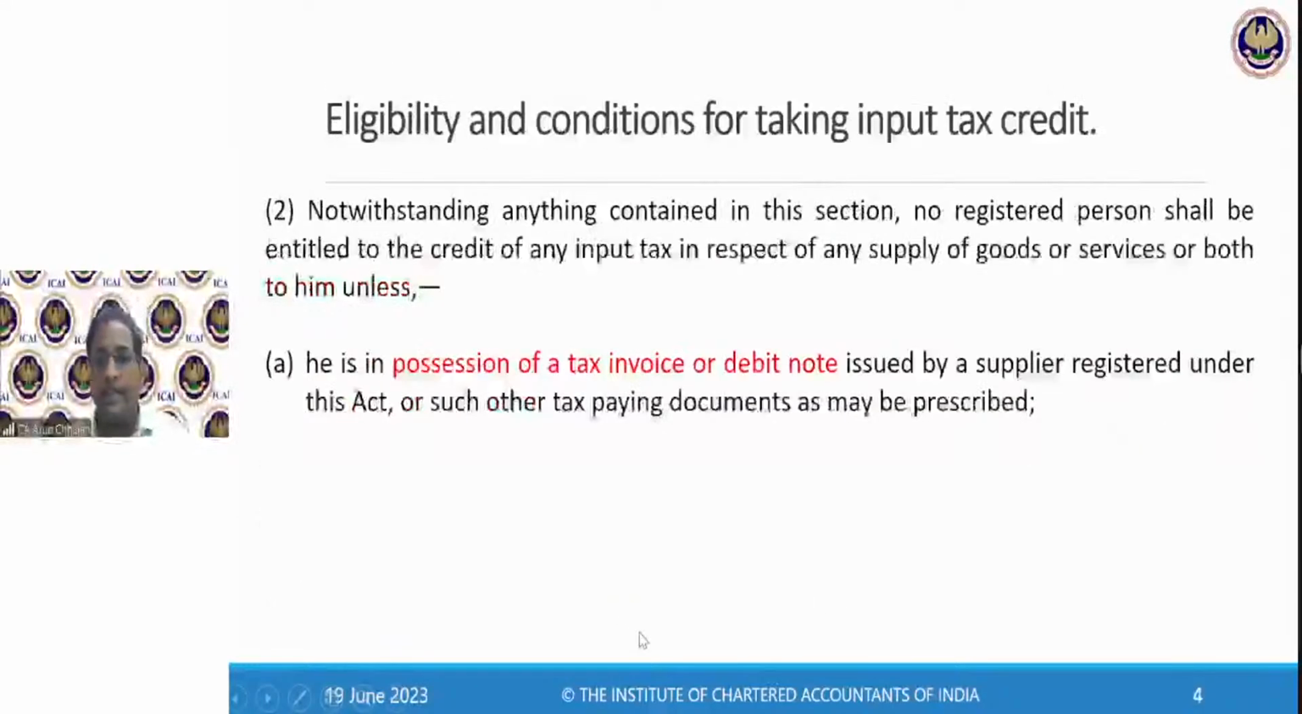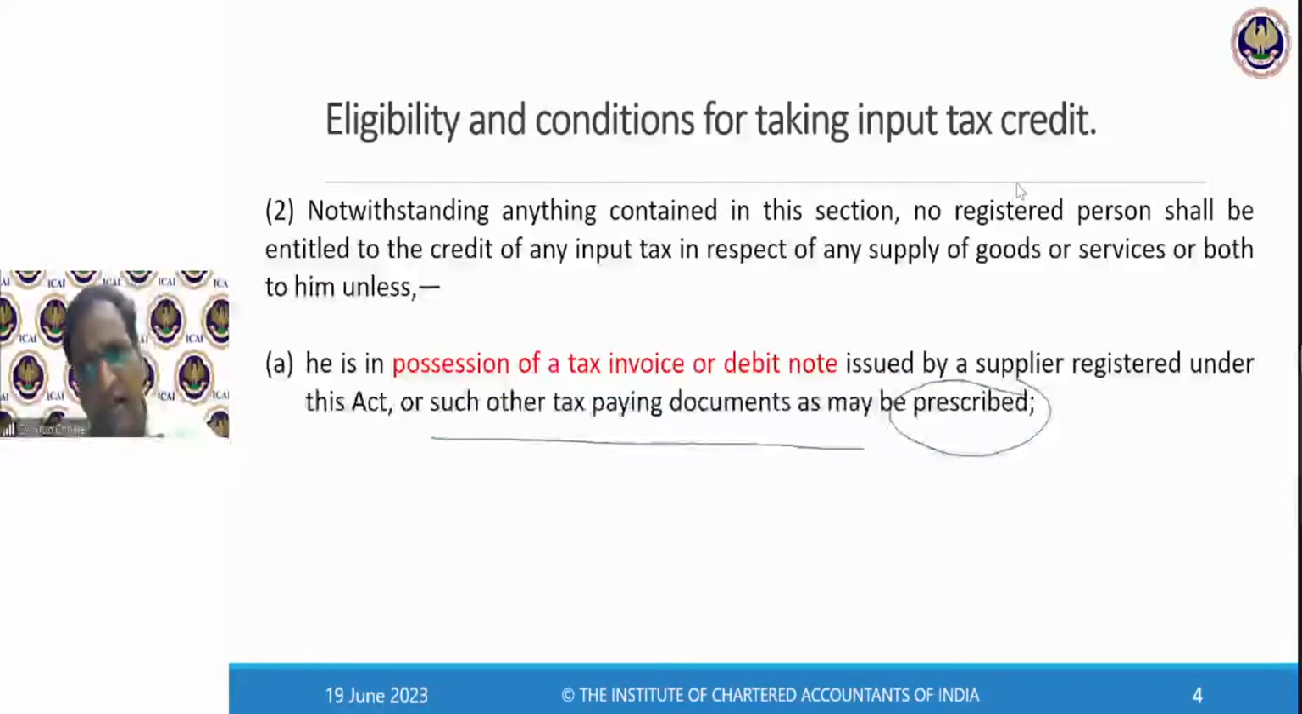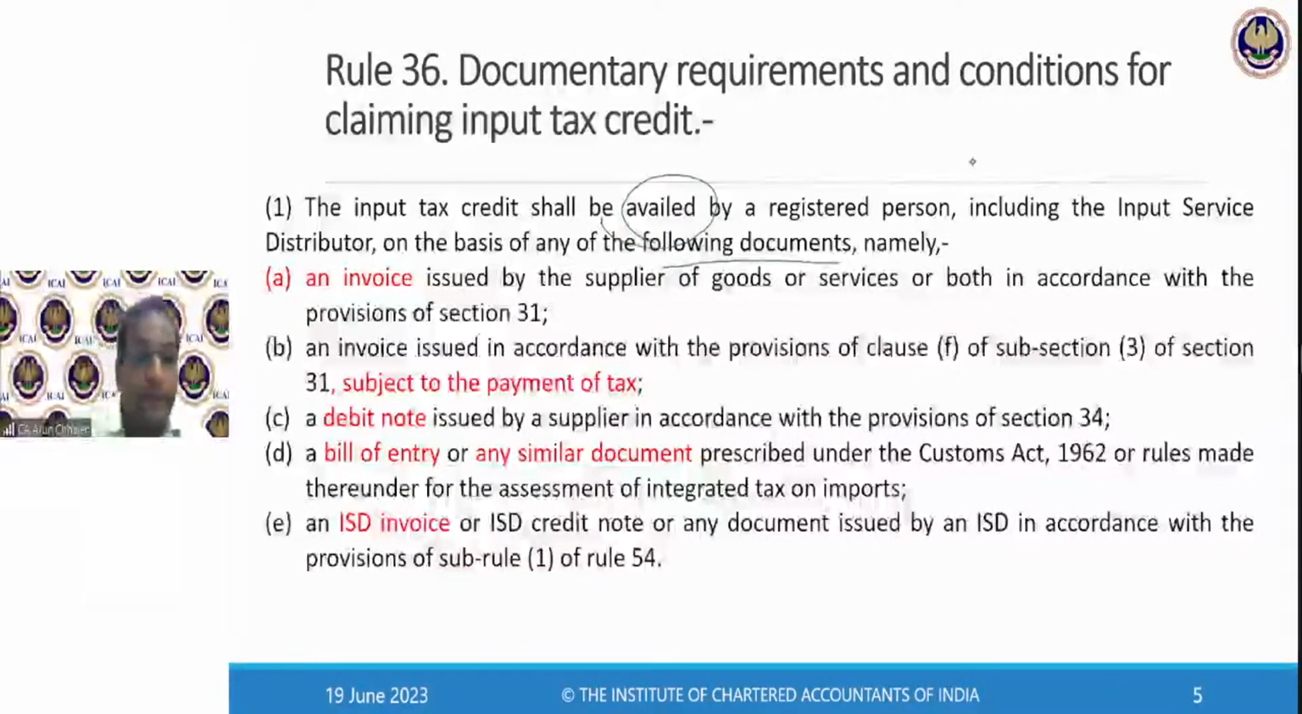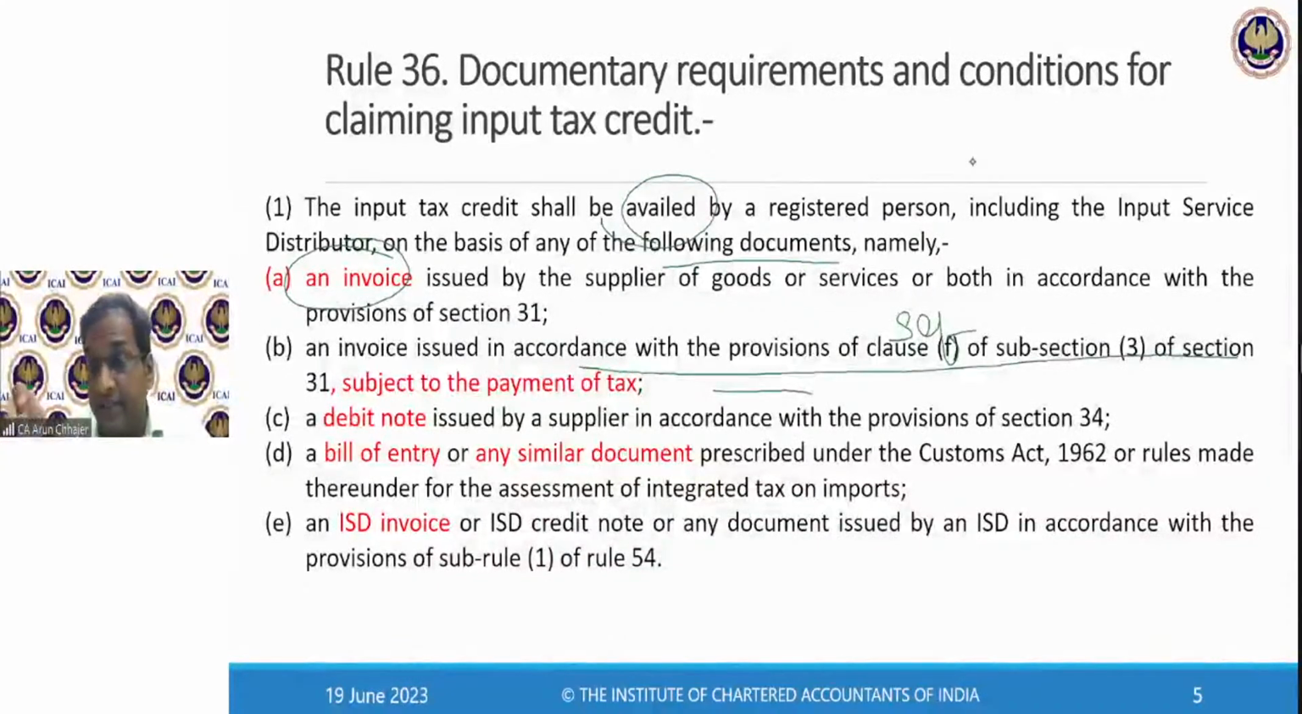Now they are saying that, as may be prescribed, such other tax paying document. The question comes to your mind, what is the other tax paying document? The list is given in Rule 36 sub-rule 1. It says that ITC shall be available on the following documents, namely invoice. This is the self-invoice applicable on RCM if the supplier is unregistered.